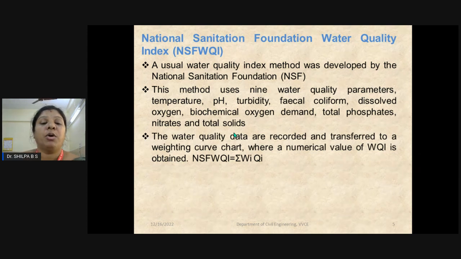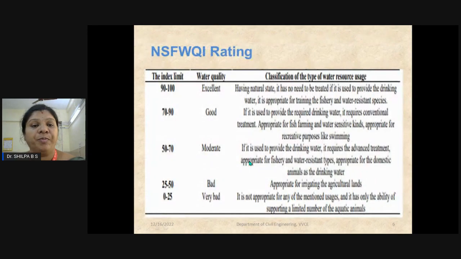Okay, so here water quality data are recorded and transferred to a weighting curve chart where a numerical value of WQI is obtained. This is the formula they will be using to get that numerical value. Based on that numerical value, the index limit, they will be giving the ratings. So 90 to 100 is excellent quality, 70 to 90 good, 50 to 70 moderate, 25 to 50 bad, and 0 to 25 is considered very bad quality.